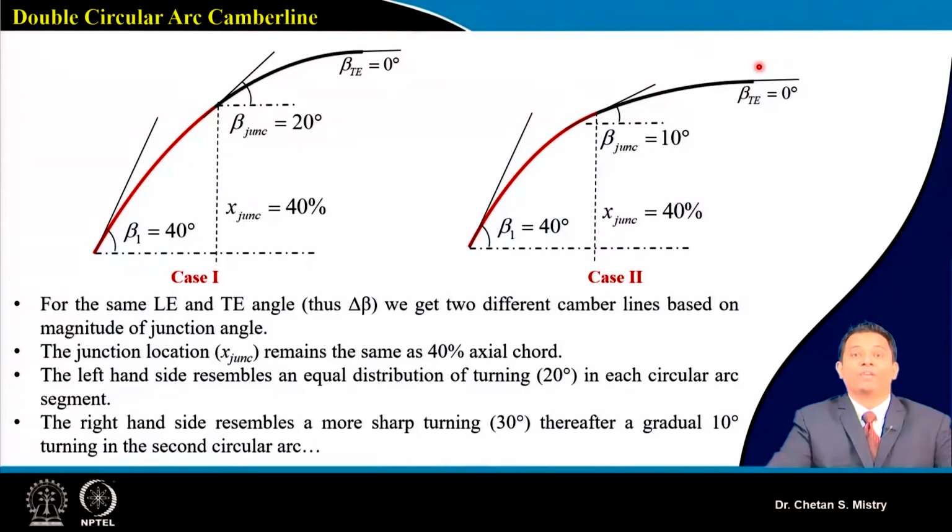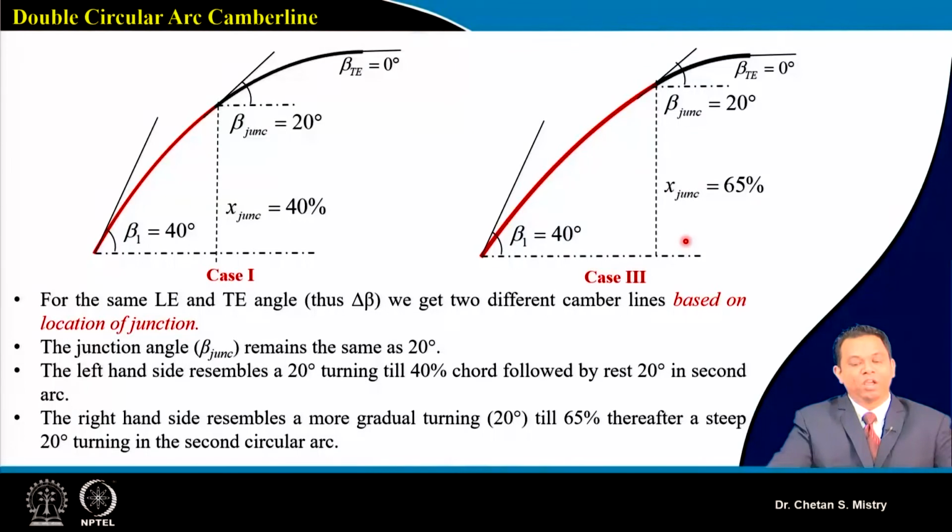So we can decide the junction point and the junction angle, and that gives us the flexibility. In this case, we have the flexibility to shift our junction point to 65% chord as per our requirement. I can give my turning in such a way that I have a smooth curve at the 65% chord location. So this gives more flexibility in using the camber line.